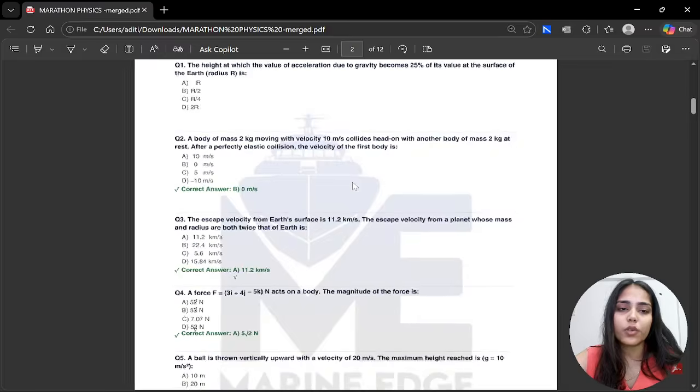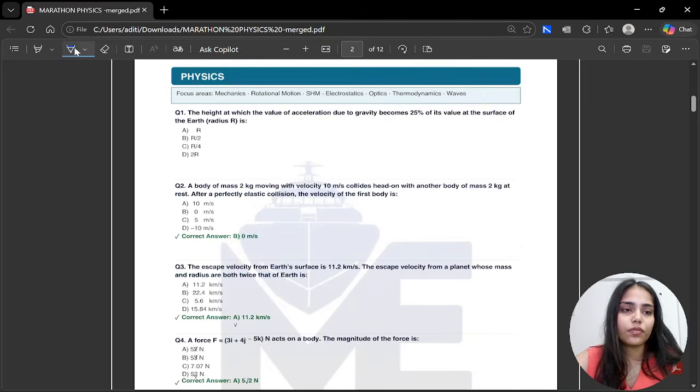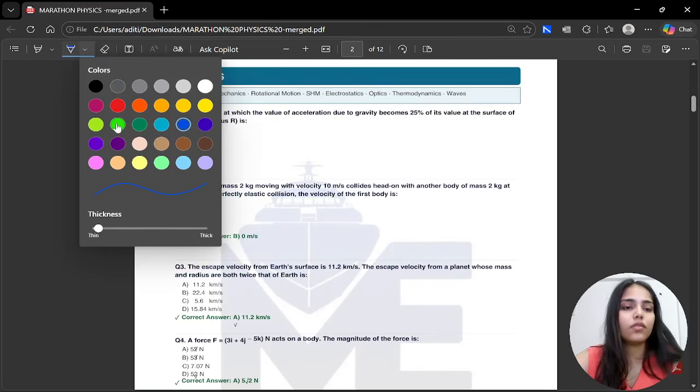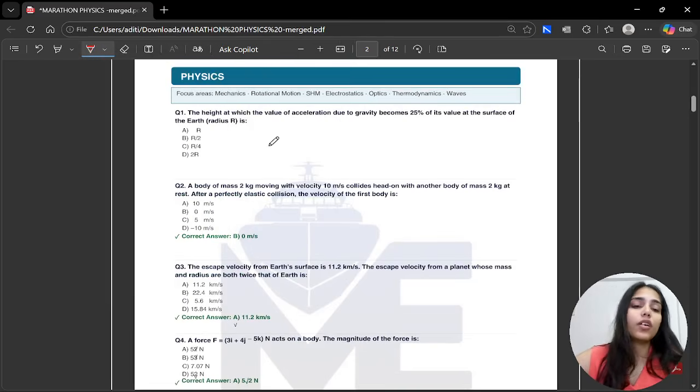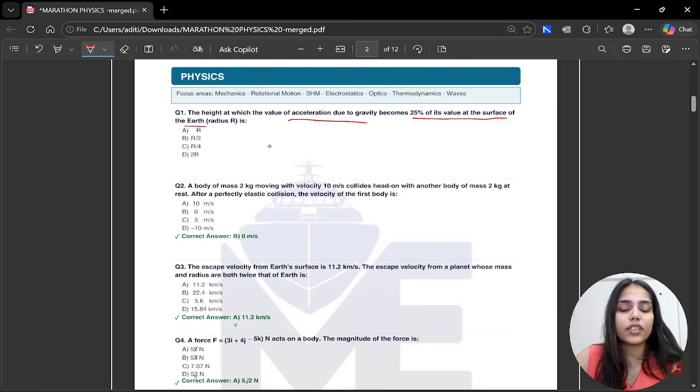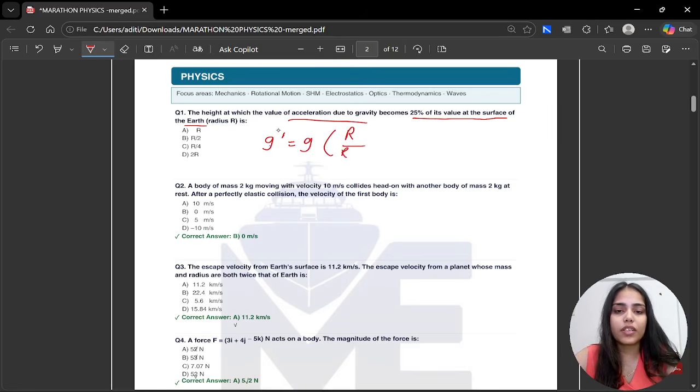So the first question. Let me take a pen. Okay, all right. Now, the height at which the value of acceleration due to gravity becomes 25% of its value at the surface of Earth's radius. Now, we know that the formula for acceleration due to gravity g dash is equal to g R divided by R plus h. Let's say h is the height at which the acceleration due to gravity will become 25%.